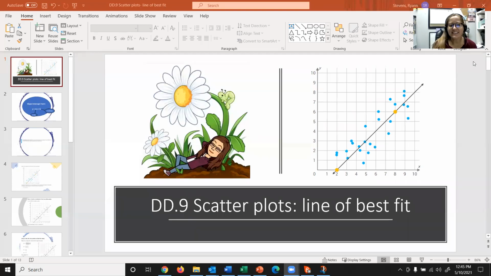Hi everyone. Today we are going to look at the IXL assignment DD.9 on scatter plots and lines of best fit. Okay, so before we begin working on this assignment, it's important to remember slope-intercept form.